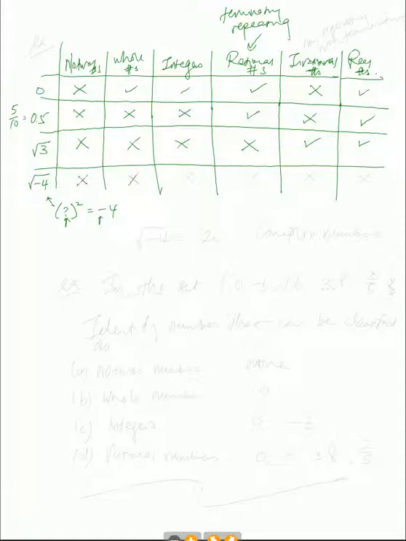Okay? So is it natural? No. Is it whole? No. Is it an integer? No. Is it rational? No. Irrational? No. And it's not real either. So the square root of -4 actually has another name. You may or may not have seen this, but this is really what we call 2i. So these are what you call complex numbers.